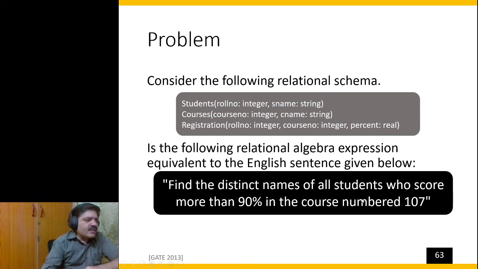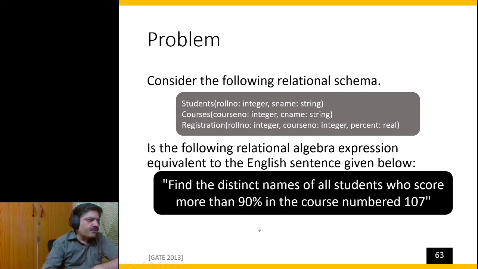Find the distinct names of all students who score more than 90% in the course numbered 107. Okay, so I read it again. Find the distinct names of all students who scored more than 90% in the course numbered 107.